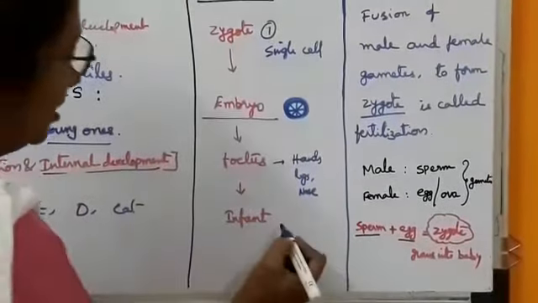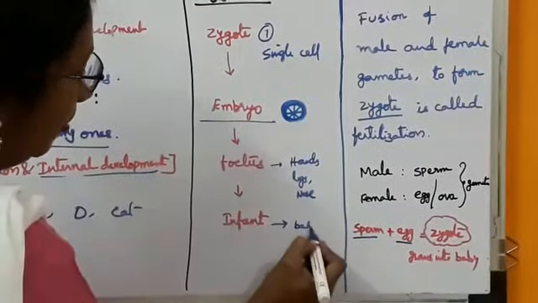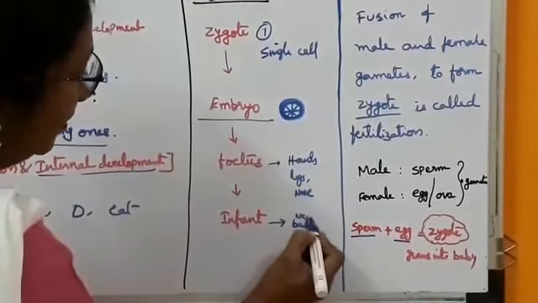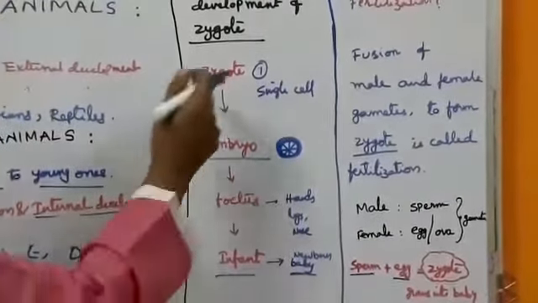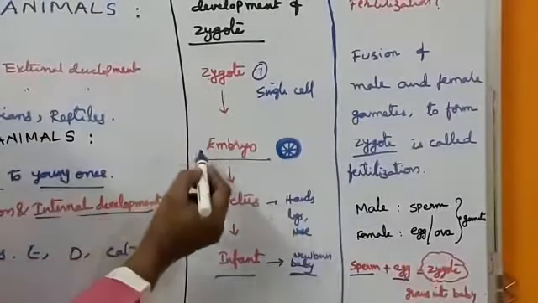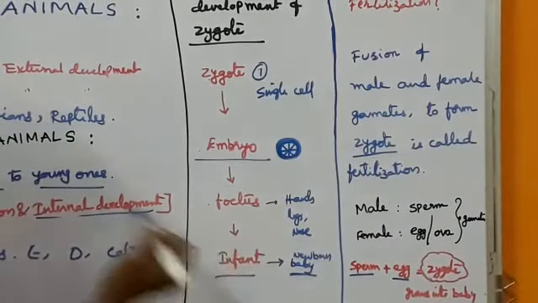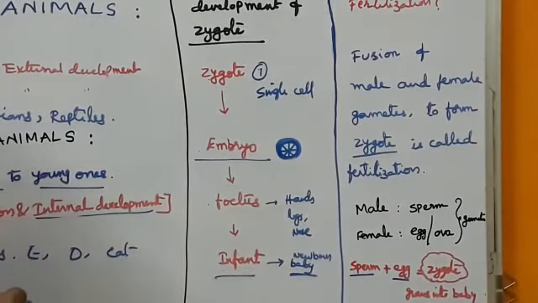Next, after the delivery, the baby will be called as, the newborn baby will be called as infant. So how many stages are there? 4 stages are there. First one is zygote, embryo, fetus and infant. Right children? Okay, good.